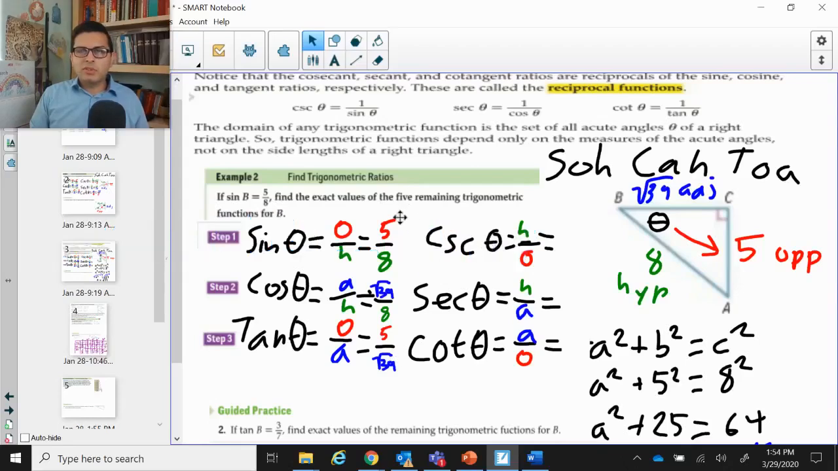Cosecant is just going to be the reciprocal of sine. So instead of 5 over 8, we're going to get 8 over 5. And same thing with secant of theta. Instead of getting adjacent over hypotenuse, we're going to get hypotenuse over adjacent, and that's going to be 8 over square root of 39. Last bit is going to be adjacent over opposite, which is going to be square root of 39 over 5.